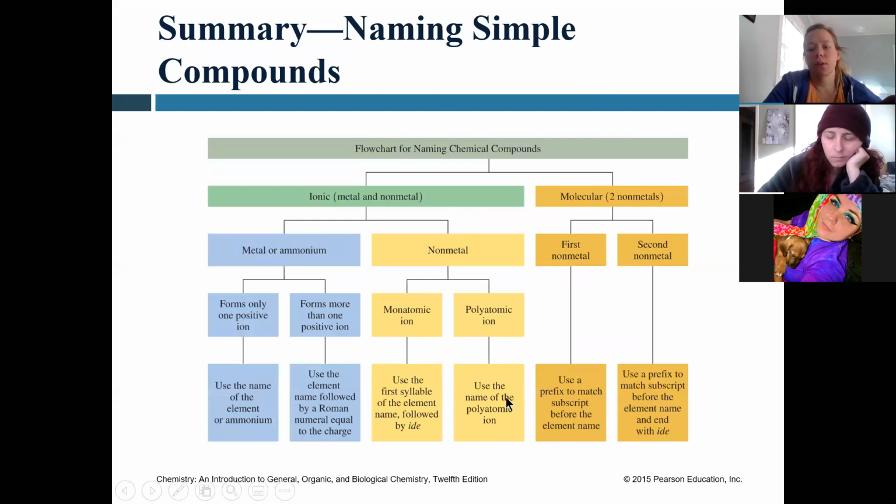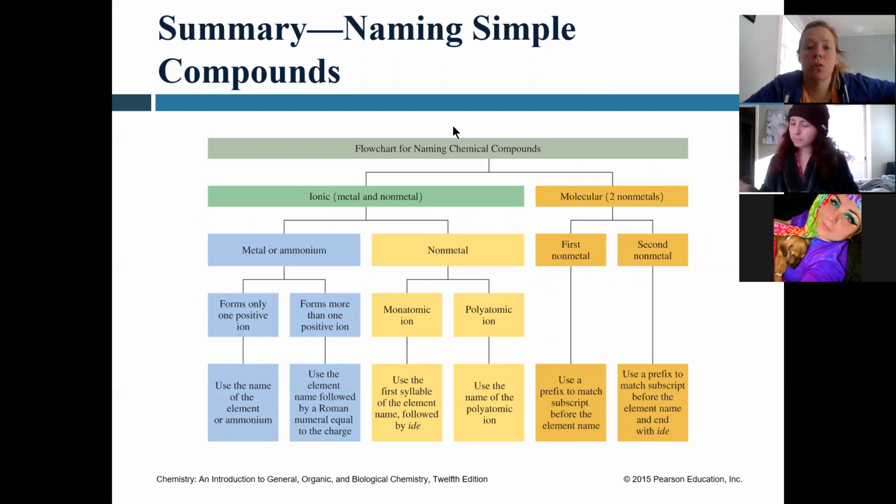Okay. So here's a good flow chart with everything in it that you may want to have accessible, that kind of guides you through what you need to do. So you start with identifying what is the compound. Is it ionic or is it molecular? If it's ionic, you want to determine, is it a metal or ammonium? With the non-metal, if the metal is one type of charge, or if it's more than one type of charge, you have to add a Roman numeral, and you just kind of go through this to get everything. So I would have that available when you're doing your test or your homework.